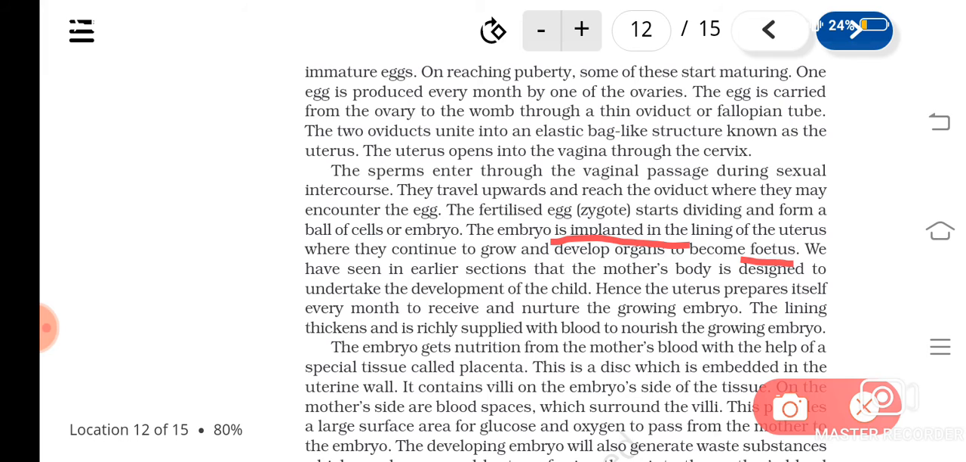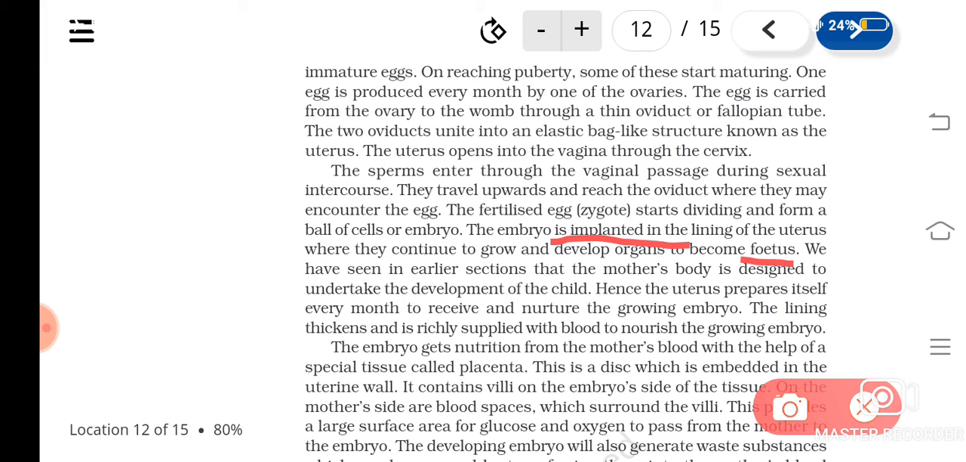Understood? And the mother's body is designed to undergo all this, or to take care of all these processes, like child development. Understood? Then breastfeeding. All this is well developed in the female's body or mother's body. Then the uterus prepares itself every month to receive the fetus or embryo.